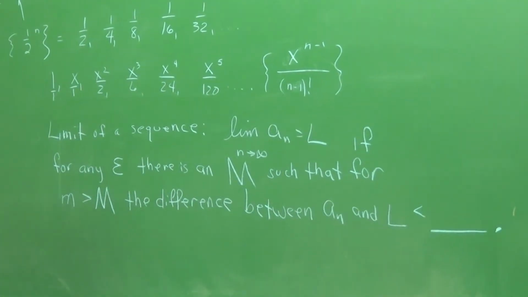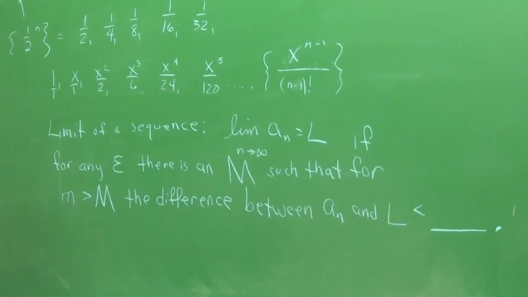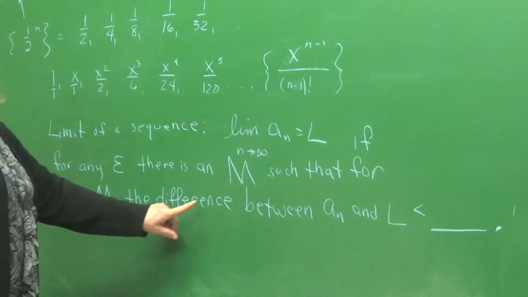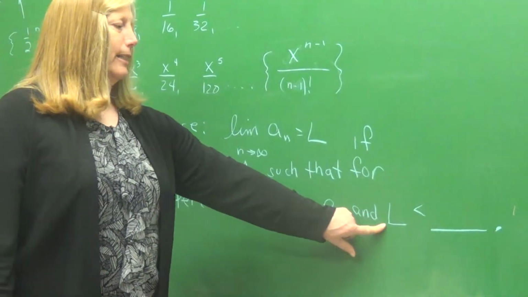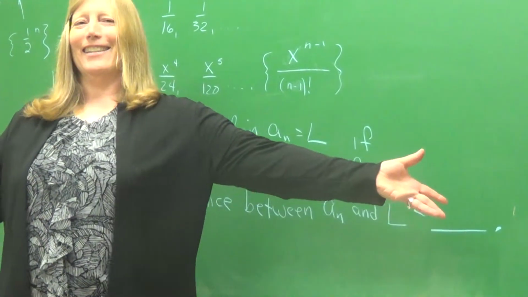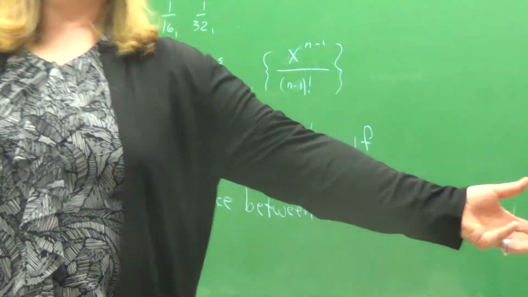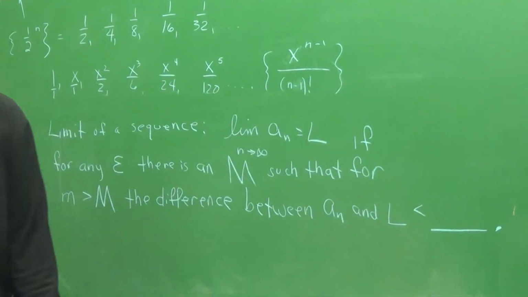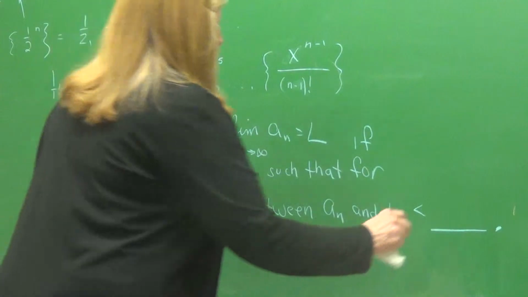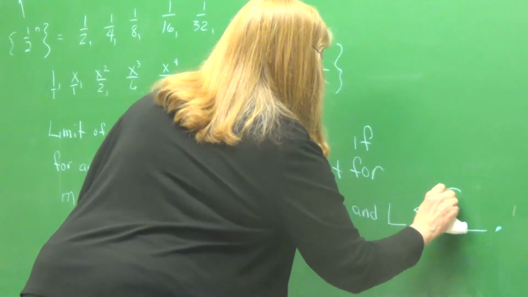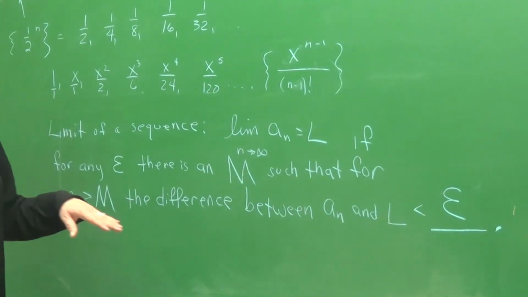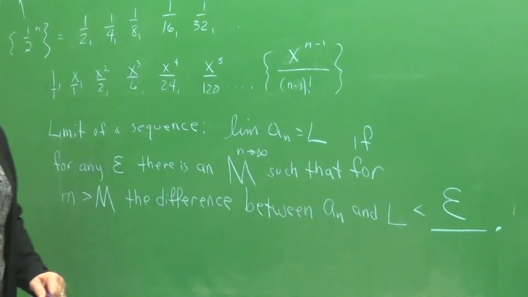Are we in? Okay. So the limit of a sequence is L if for any epsilon there is a big M such that for any little m greater than big M, the difference between a sub n and L is less than, what do you think? Is it a number? It is a representation of a number. Infinity. No, epsilon. Very good. Nice, Aaron. I kind of gave it away because I kept saying no matter how small. So, yes, the difference between these two is less than epsilon.